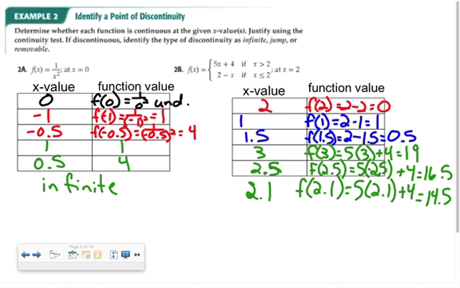So even though I have a function value at 2, we've determined that it is not continuous. And notice that while it's approaching 0 when I'm coming to 2 from the left, when I'm approaching 2 from the right, it's coming from a completely different direction. So this is a jump discontinuity.